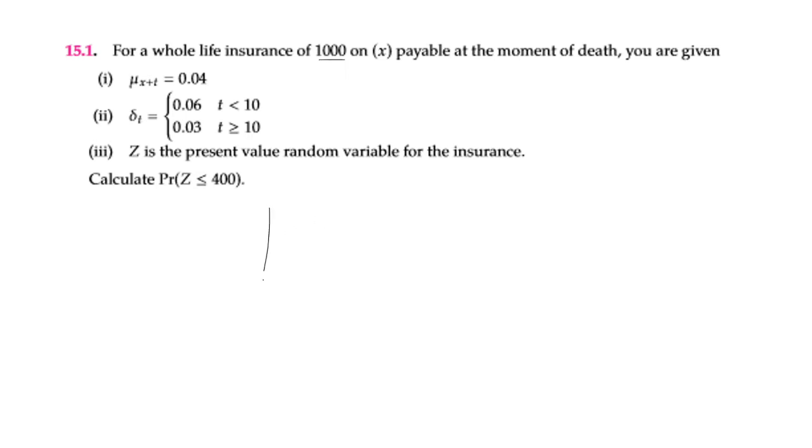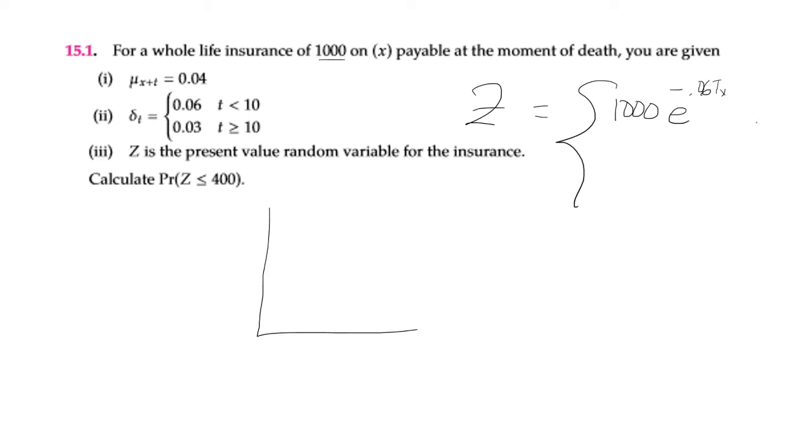Okay, so for this, we know that the present value, so let's say Z, is going to be 1,000 times e to the negative 0.06 times Tx, where Tx is less than 10. And when t is greater than or equal to 10, we'll discount it using a force of interest of 6% for 10 years, and then 3% after 10 years. So it's going to look something like this.